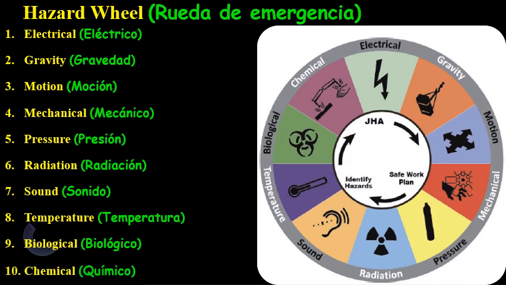Chemical energy is present in substances that can react or release energy during certain conditions, such as chemical reactions or combustion. Improper handling or accidental exposure to hazardous chemicals can result in fires, explosions, or toxic exposures.